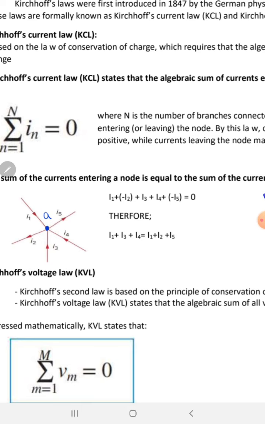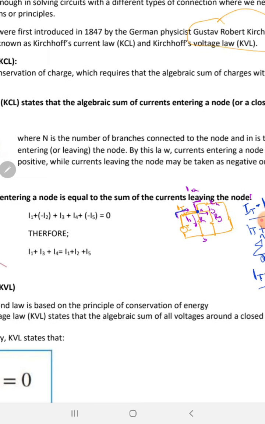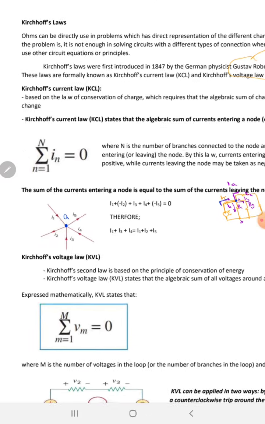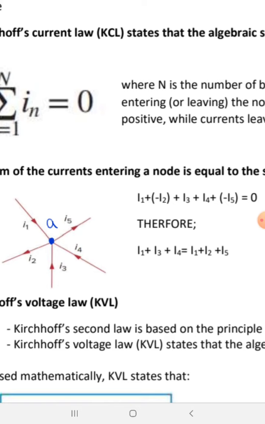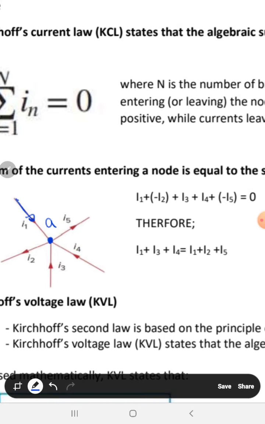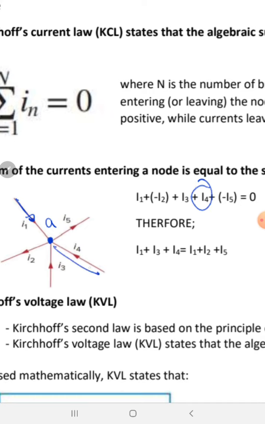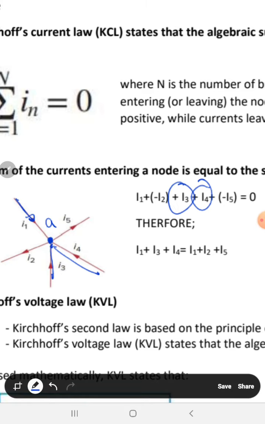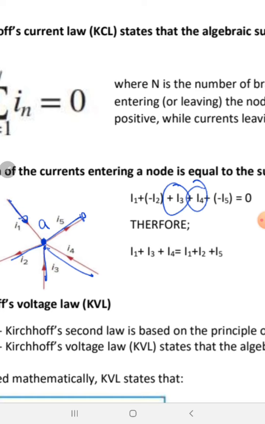Node A natin. So, ano yung mga pumapasok na current dito? So, in this case, yung mga pumapasok na current natin is your I1, papasok. I2, I4, papasok, positive. I3, papasok, positive. Ano yung mga lumalabas? Sila yung mga negative. You have our I5, negative I2.